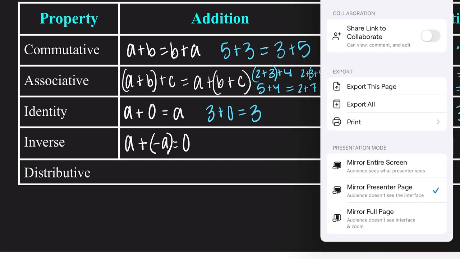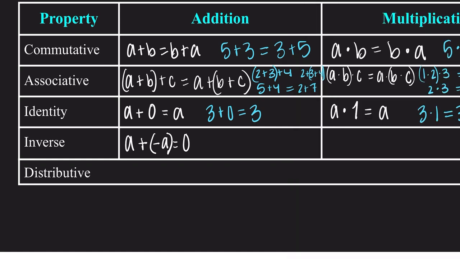So what would be an example of this? Well, we have 2. We can add a negative 2. 2 plus negative 2, those cancel each other out, right? That's like 2 minus 2. That's going to get us that identity of 0.